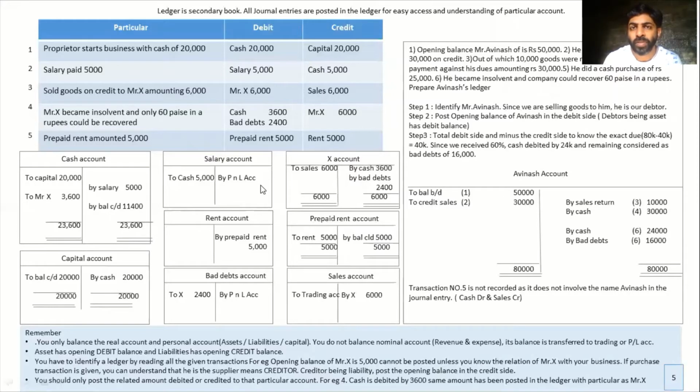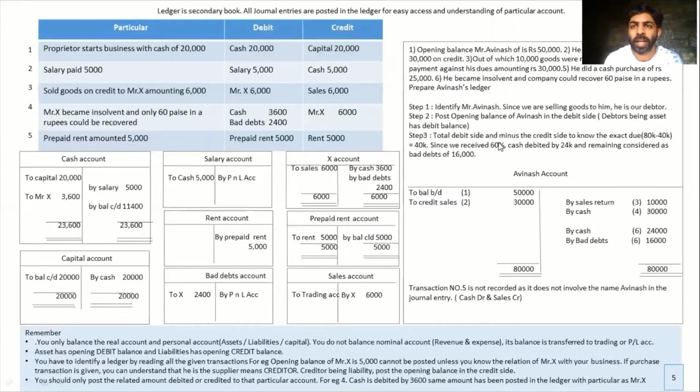So this is one thing which can come as a theoretical part, or it might be helpful for you next year, as I told you. So be very sure about it. In personal and real accounts, there is always a balance which is carried forward to the balance sheet. In nominal accounts, you don't do the balancing. I hope it is clear.